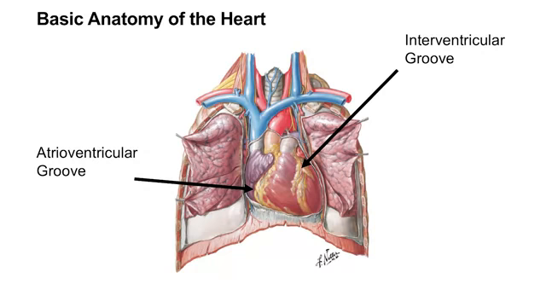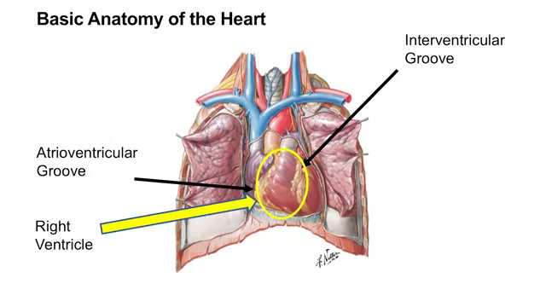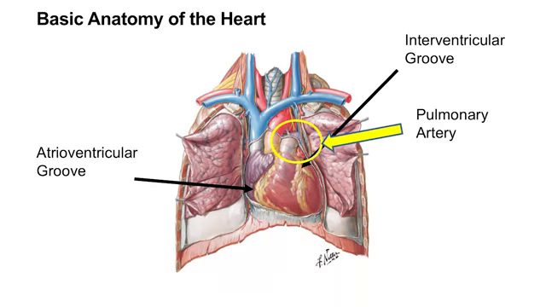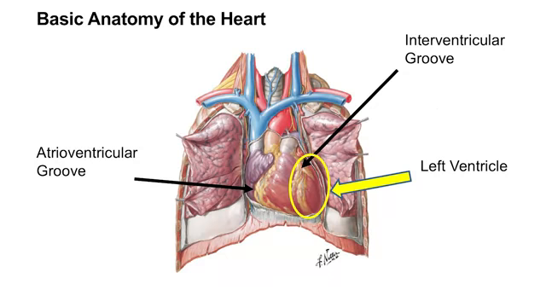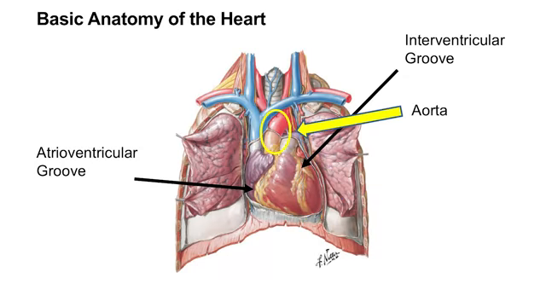The deoxygenated blood returns through the superior vena cava and the inferior vena cava into the right atrium, where it then passes through the tricuspid valve into the right ventricle. From there it gets ejected through the pulmonic valve and the pulmonary artery into the pulmonary circulation. Then it returns oxygenated into the left atrium, through the mitral valve into the left ventricle, from where it gets ejected into the aorta, into the systemic circulation. The aorta contains the aortic valve.